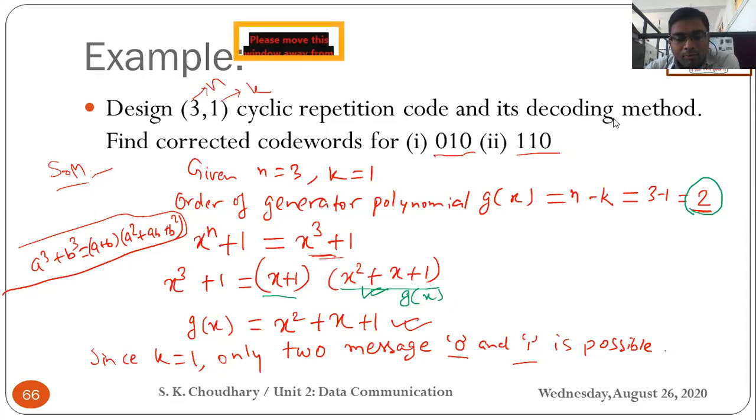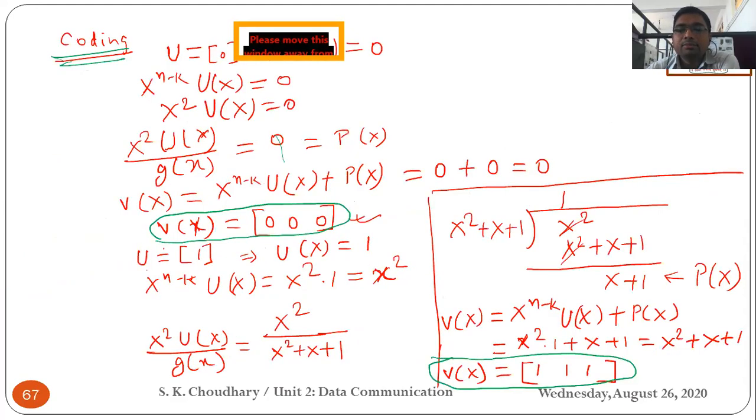With the help of this g(x), and u(x), our 1-bit message, either 0 or 1, we encoded our message. For the first case of encoding we used binary 0 as the message, and from that we got the encoded 3-bit code word 000. The second message is binary 1, and from that we got the code word 111. So we got both 3-bit code words. That completes the procedure of coding.